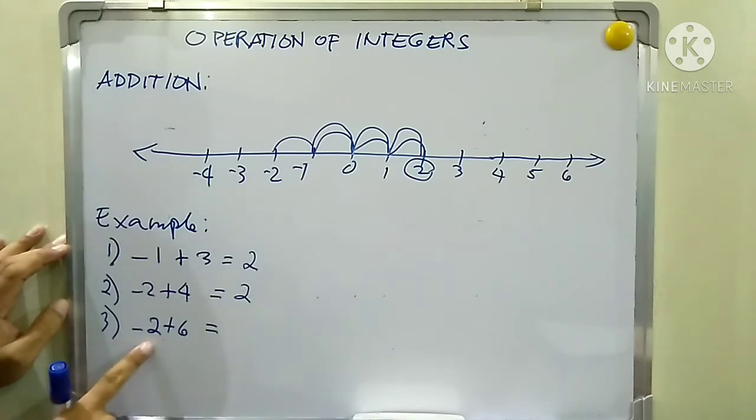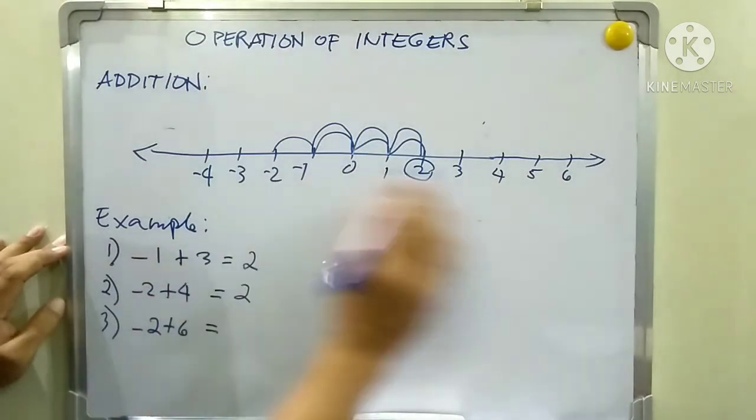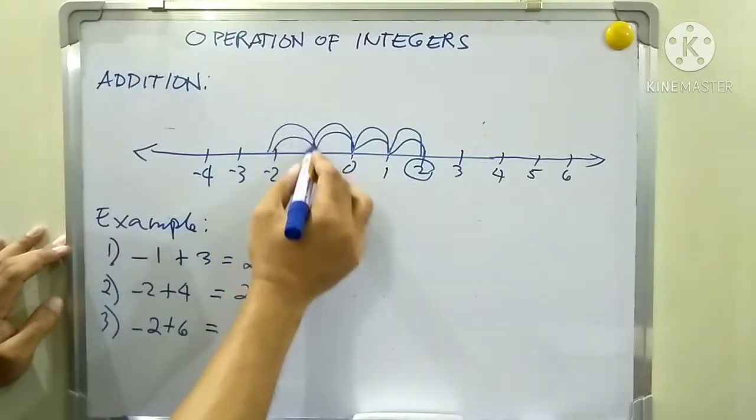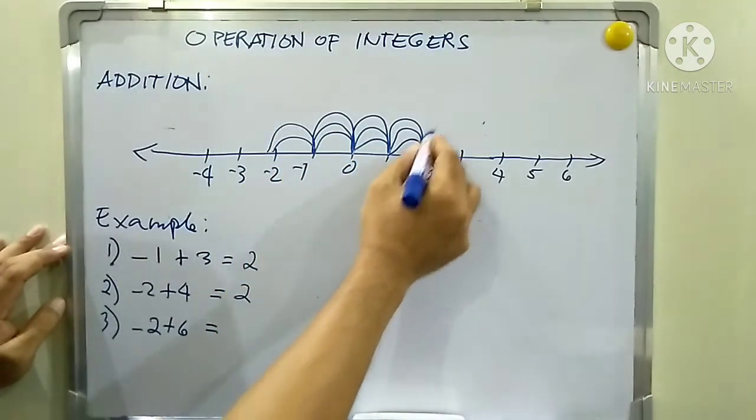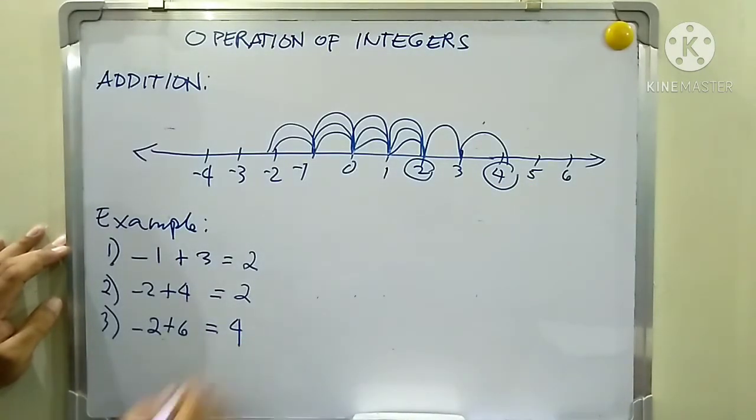Another example, -2 plus 6. We start at -2 and we count 6 units to the right. 1, 2, 3, 4, 5, 6. We stop at 4. So the answer here is 4.